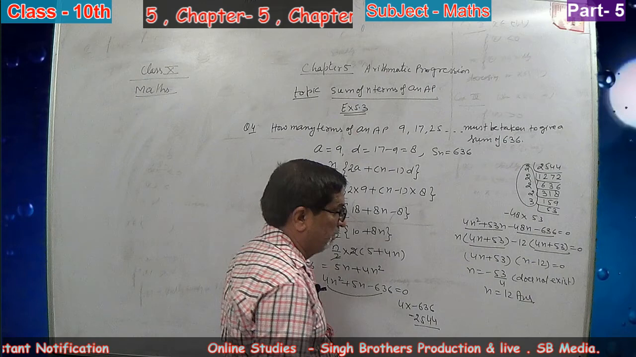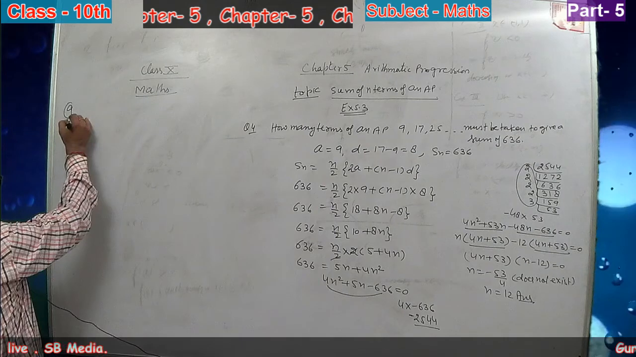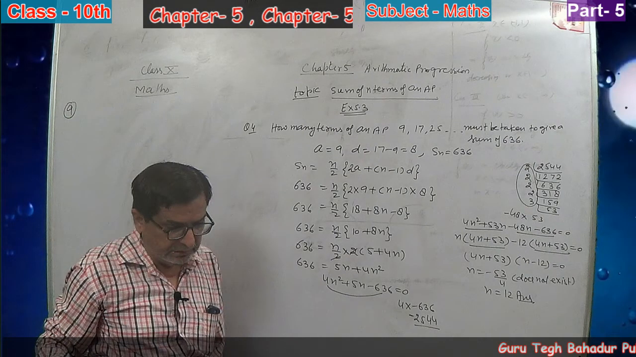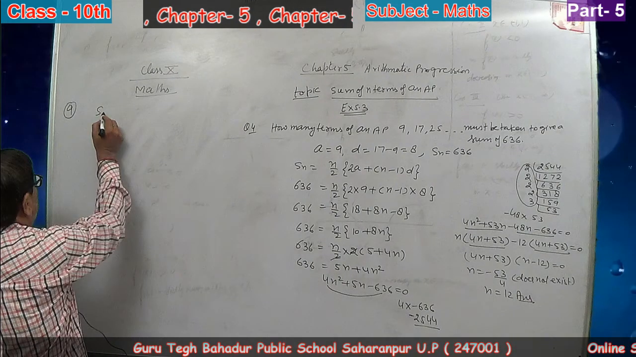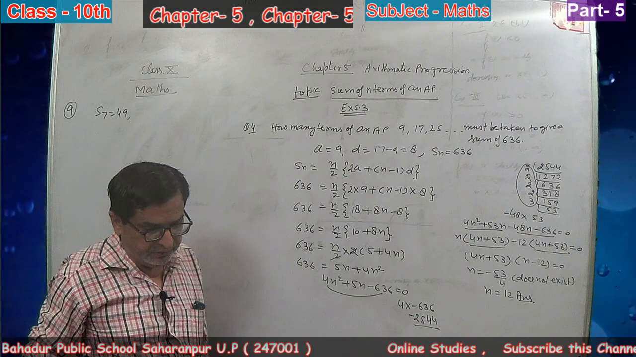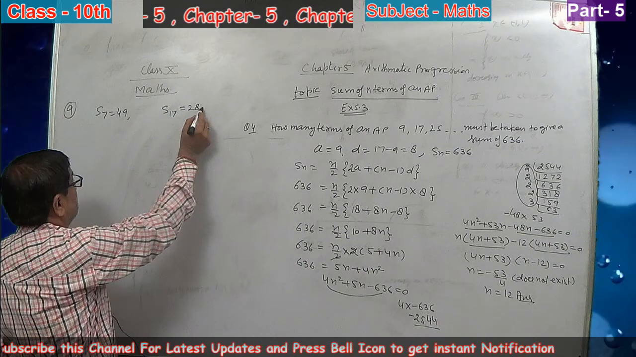Let us take the ninth question. Ninth question is given that the sum of first 7 terms of an AP is 49. That means S7 is equal to 49 and the sum of first 17 terms is 289, S17 is 289. Find the sum of n terms of an AP.